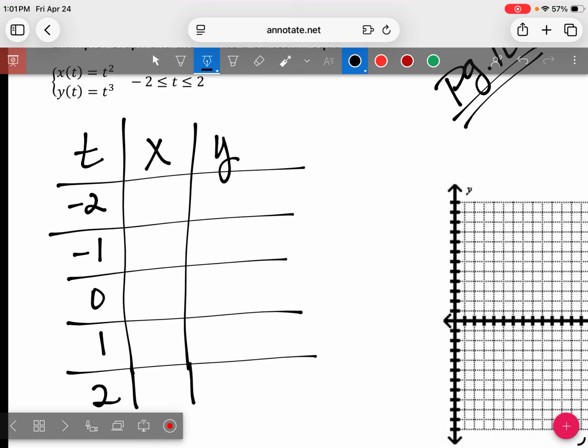All right, I'm going to give you all a minute. Find your X and Y. For X, you're going to square T. For Y, you're going to cube T. Go ahead and find your numbers.